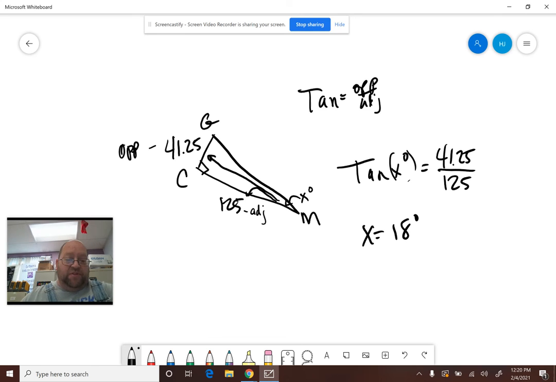Ladies and gentlemen, it's as simple as that. Again, if you're finding sides, you're going to use just the regular trig functions, sine, cosine, or tangent. But if you are finding angles, you're going to end up using the inverse functions, like inverse tangent, in order to be able to find these answers, okay?